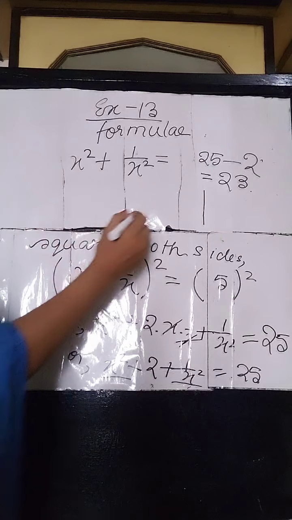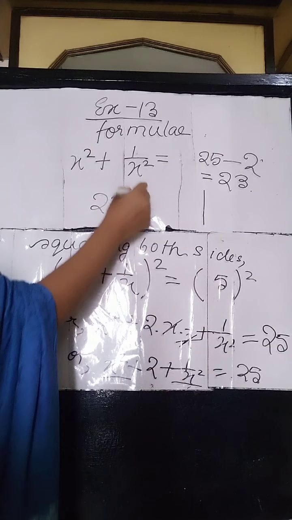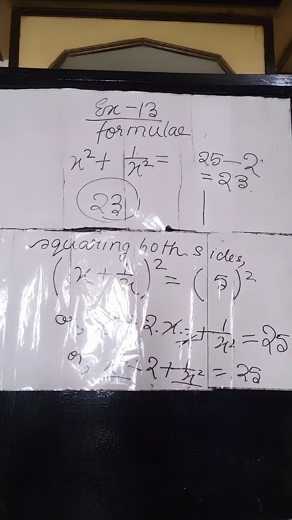So the required value of x square plus 1 by x square is 23, and the answer of this sum is 23. I hope you have understood this sum. The way I have solved, I think you have understood. So very quickly now I will move to the next sum.